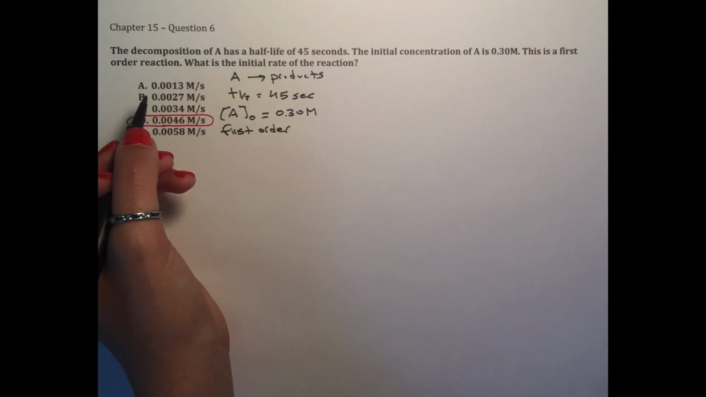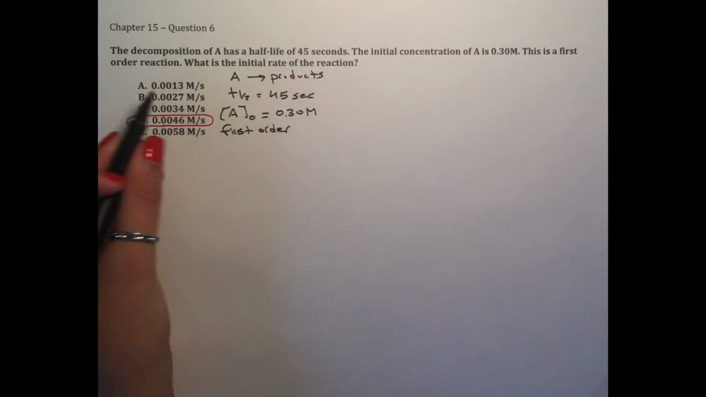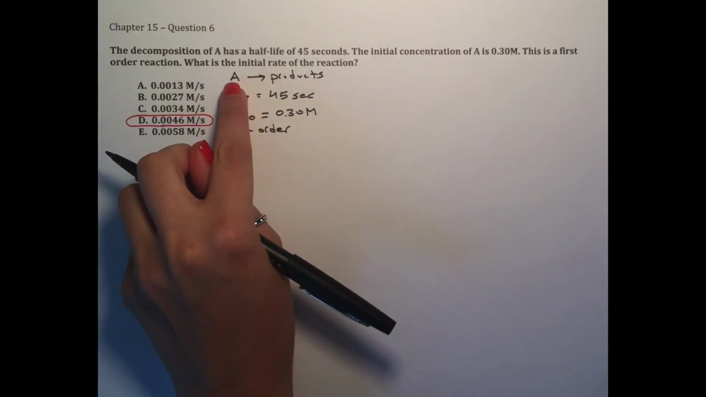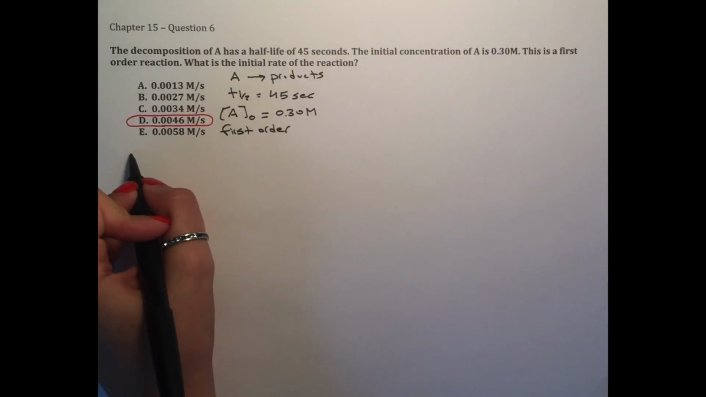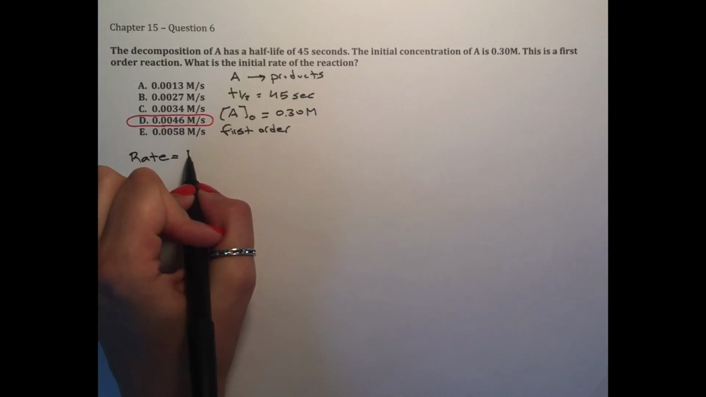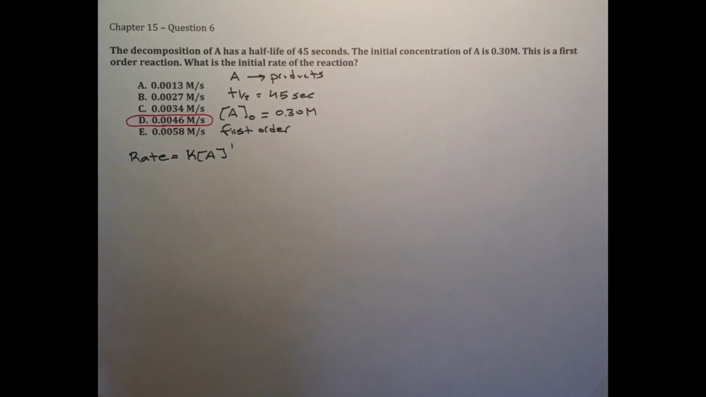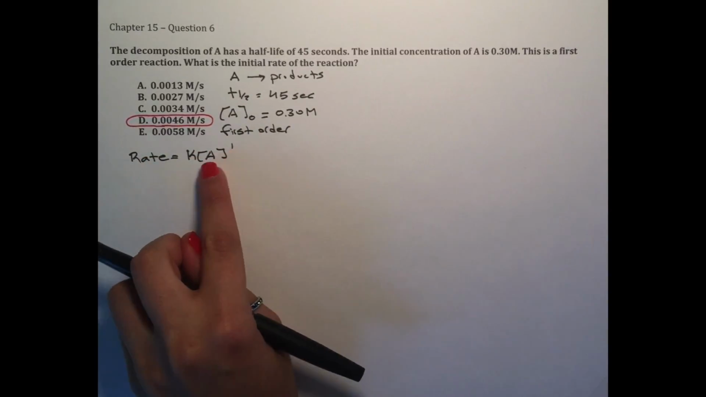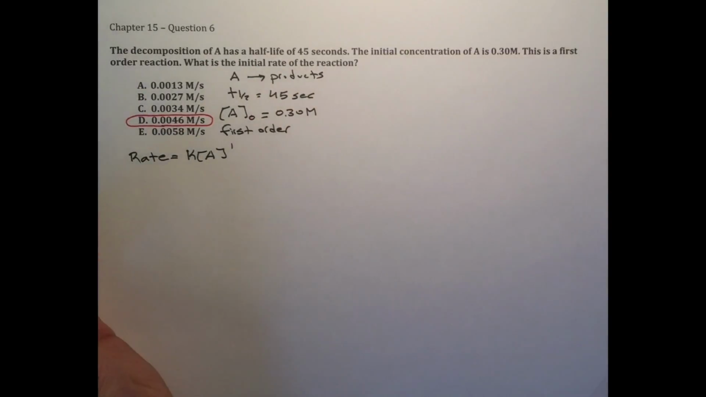and it's asking what is the initial rate of the reaction. So let's first start out by writing the rate of the reaction. Well, we know it's first order, and we know that there's only one reactant that is being decomposed. So the rate law is rate equals k times [A] to the first. First because it's first order, and we only have A in brackets because A is our only reactant.